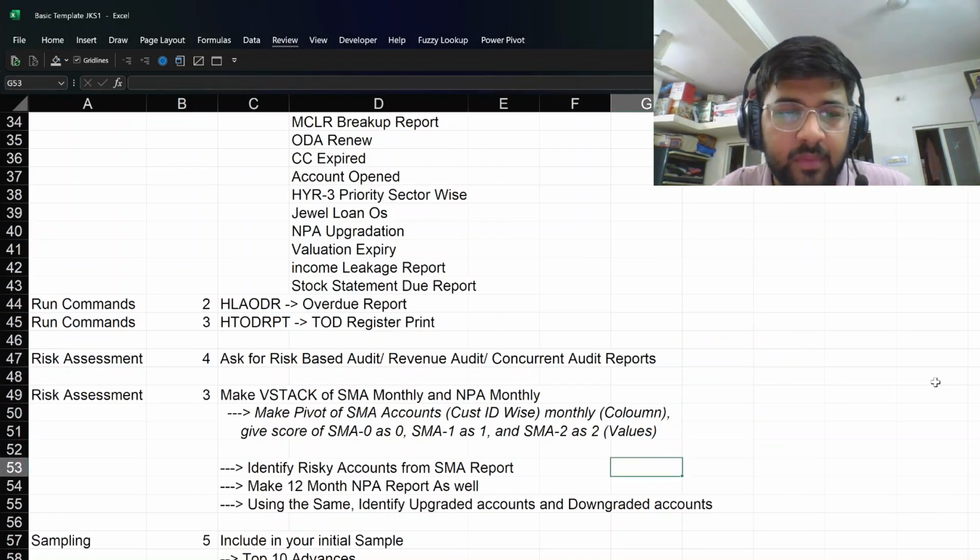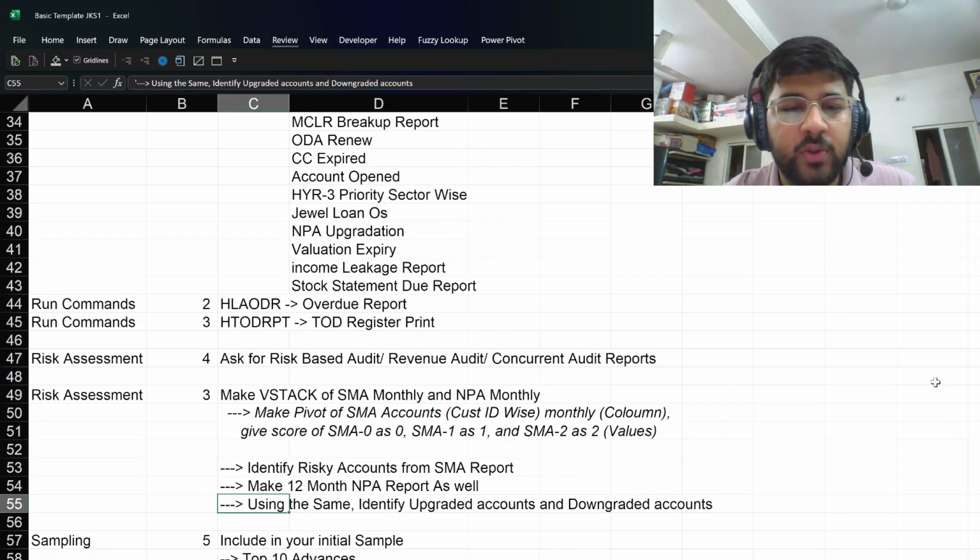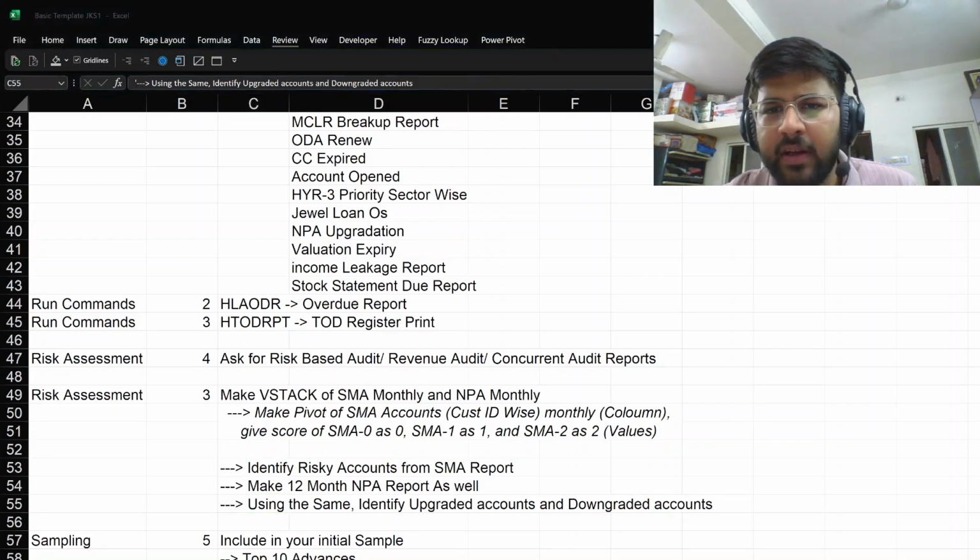Okay, this helps you identify risky accounts. Make 12-month NPA reports, and using the same you can identify upgraded accounts and downgraded accounts very easily. And this will help you cross verify your NPA movement report.